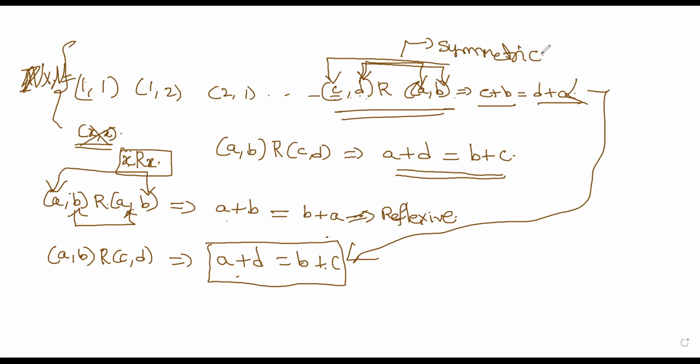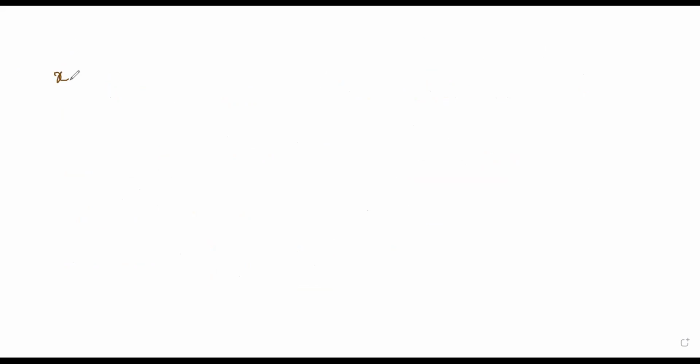So it is symmetric. It is a little bit different. Clear. Now the third thing, the transitive part. This time we have to take three ordered pairs. We'll take a comma b, x comma y, and again c comma d.